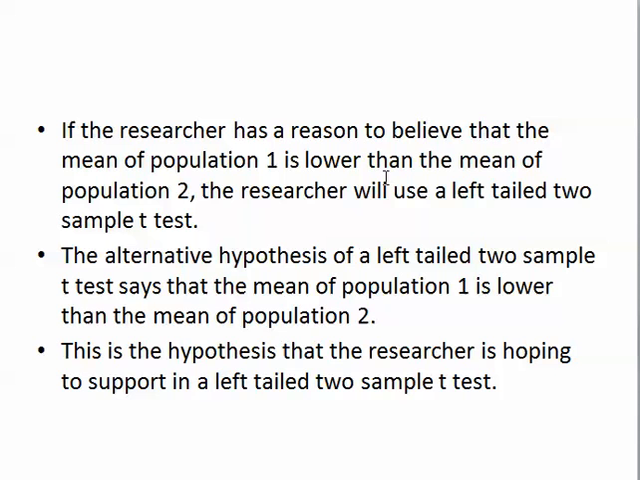In a left-tailed test, the null hypothesis says that the population means are equal, because the null hypothesis always says that the population means are equal in this type of study. But the alternative hypothesis actually goes along with my prediction. I'm predicting that the mean of population 1 is lower than the mean of population 2. That's the claim I'm hoping to support, so that becomes my alternative hypothesis in this type of test.